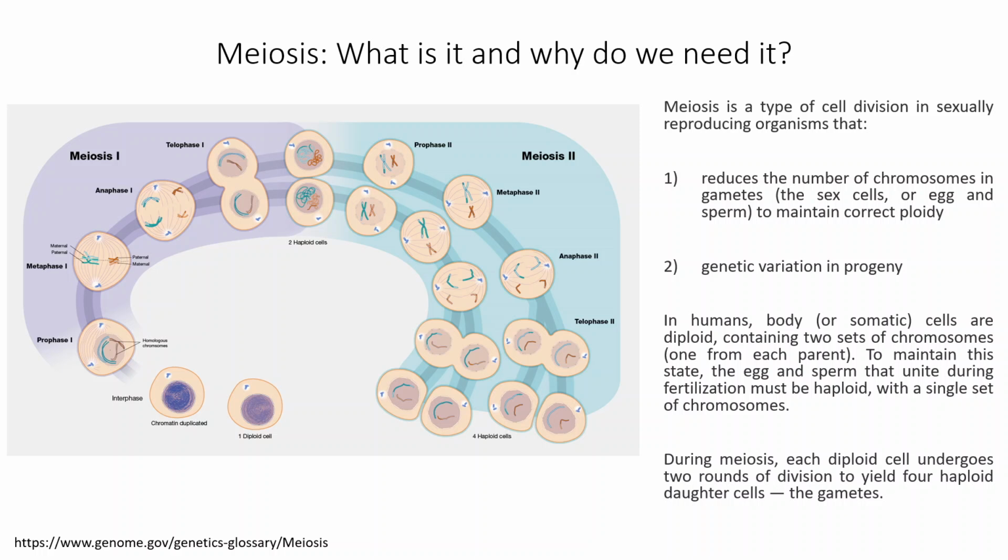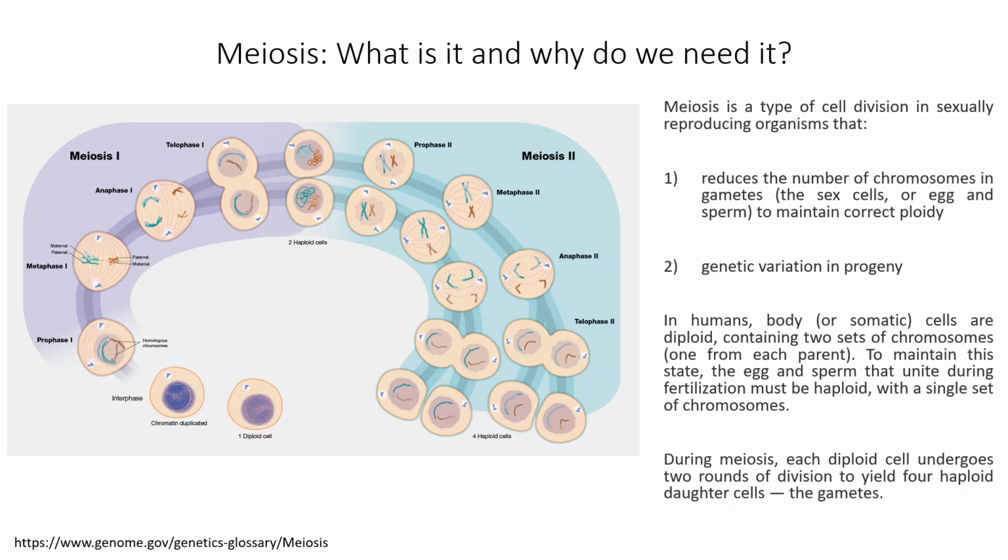And the second thing, of course, is that during the process of meiosis, particularly in the phase meiosis 1, there is some genetic variation that is introduced in the form of homologous recombination events that take place between non-sister chromatids of a homologous pair. And I'll go into detail of this a little bit more in the upcoming slides. So meiosis is needed to maintain the correct ploidy and also create genetic variation.